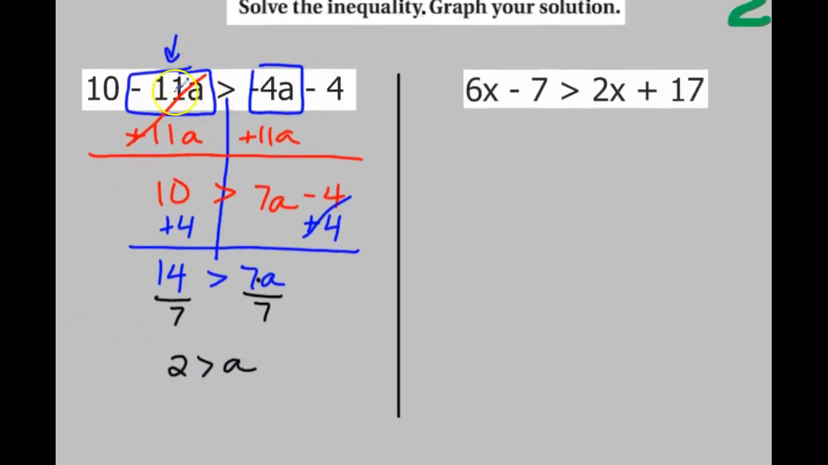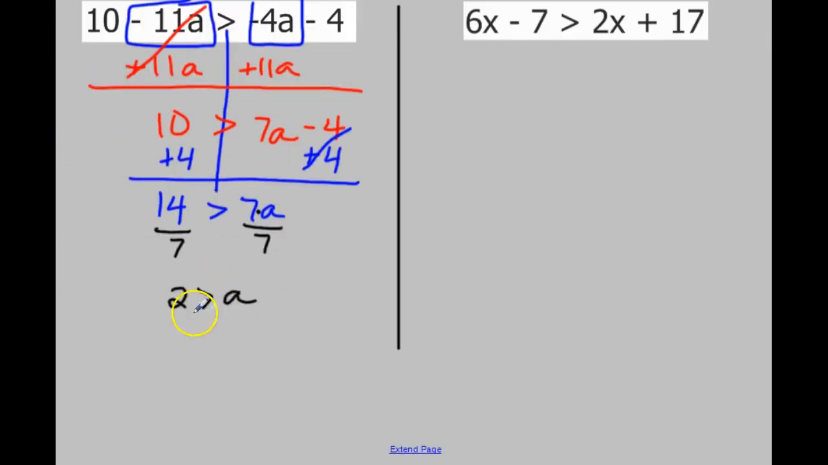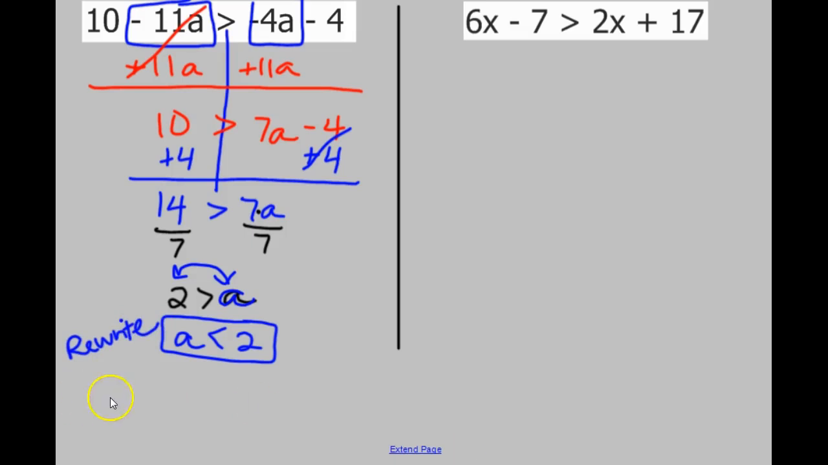Well, one thing I did here is I moved the a's to the right side. If I had moved the a's to the left side, that's fine because we want the a's on the left side, but we would have had to divide by a negative. So either way, you're going to have to rewrite this because we want the letter on the left. We got to flip these around so that we can actually graph it. And if we flip that, we also have to flip our sign as well. So we call that rewriting it. We rewrote it so that we can graph it.